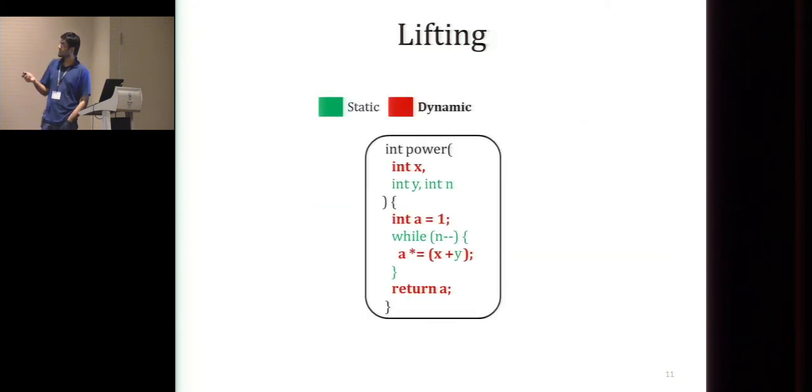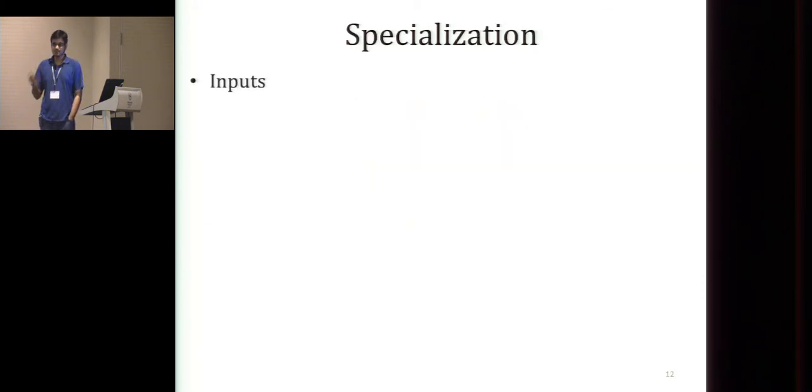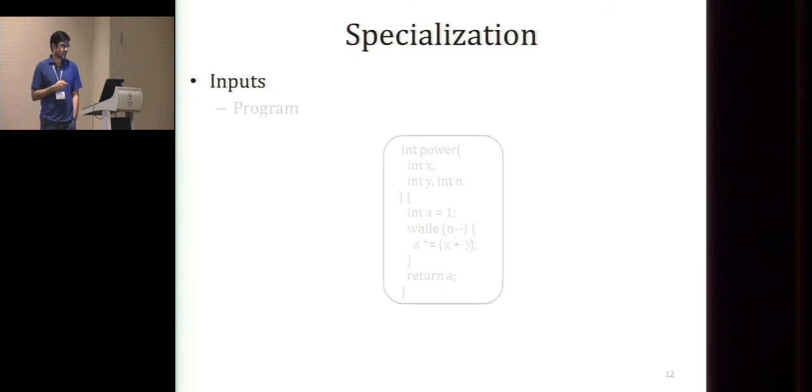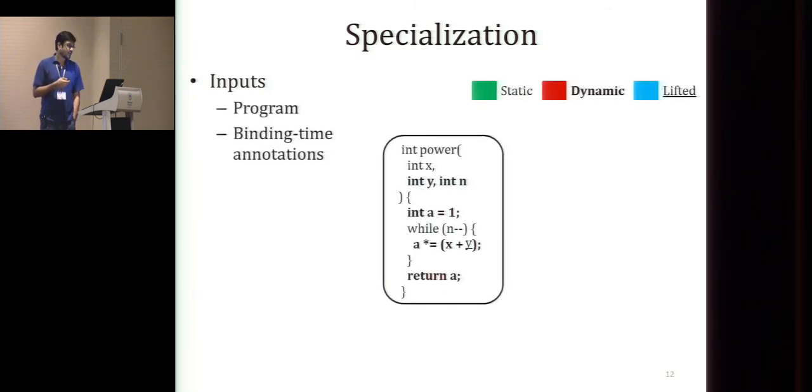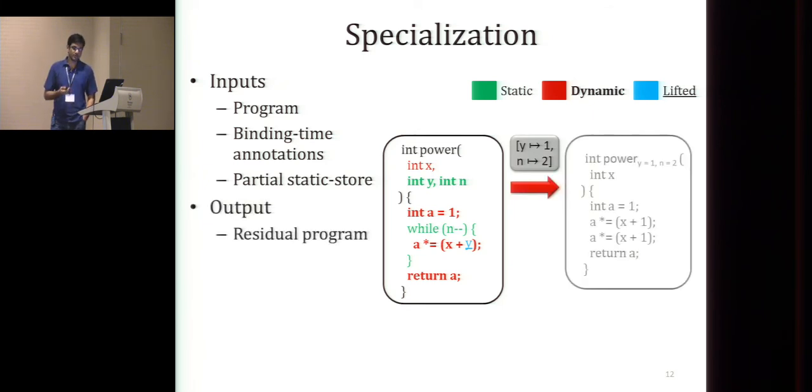Sometimes static expressions can occur in dynamic contexts, and in such cases, the specializer must residuate code for these expressions. The partial evaluator lifts such expressions. Lift acts as an interface between the two binding times, static and dynamic. So the next phase is specialization, and the inputs to a specializer are the program, the BTA annotations, and a partial static store that maps static inputs to values. And the output is the residual program.